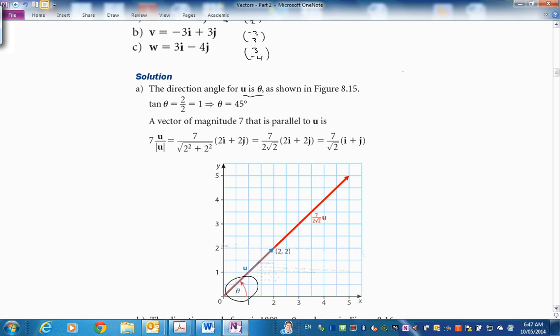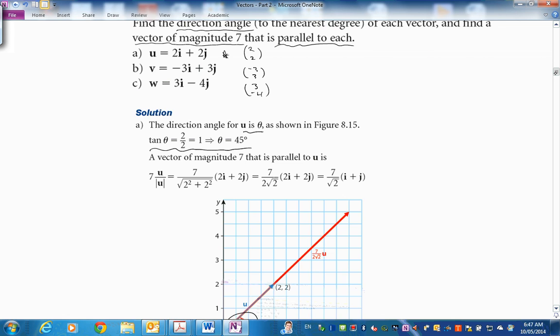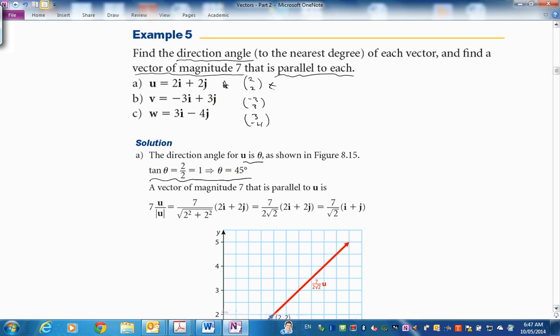A vector of magnitude 7, oh hang on, we better do the angle first. So tan theta is 2 over 2. Why is that? Let's go back up the screen here. Here it is, components. That's the y component over the x component, so the angle is 45. Are you happy with that?